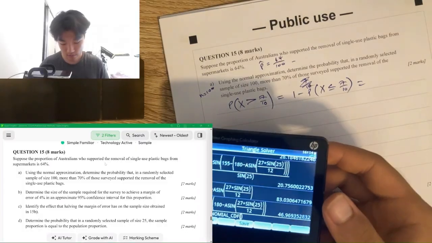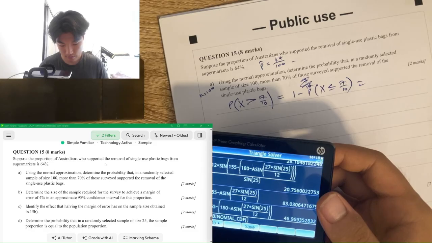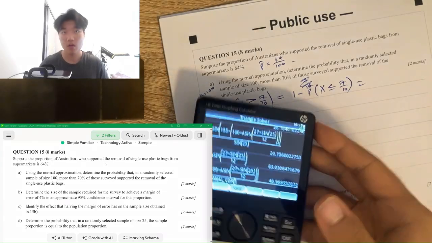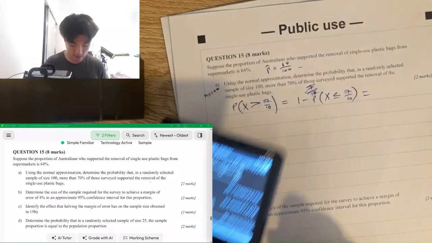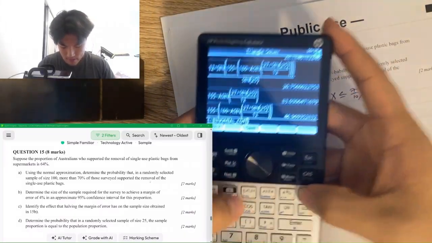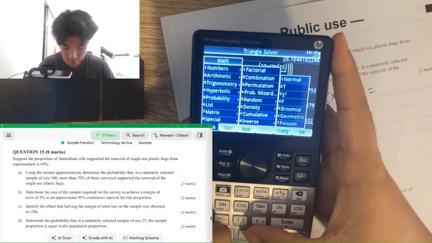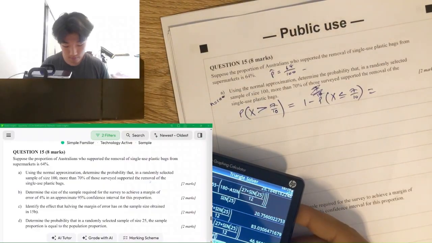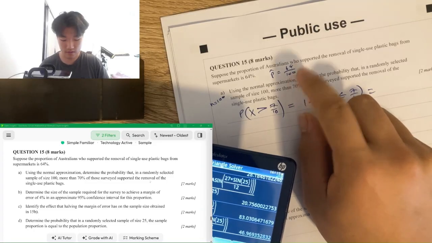Okay, so in this case, wait, what? I think it's a normal distribution. So this is normal, right? So in this case, it's not binomial. It's cumulative normal. Okay. The mean is this. That's something to consider.